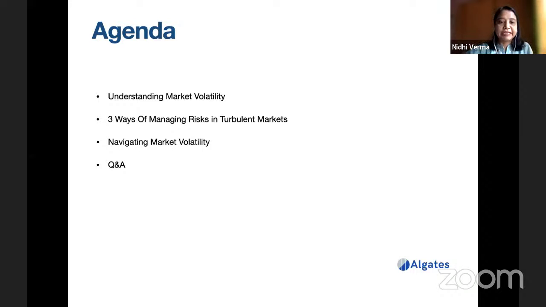Today's agenda would be: we would first try to understand what market volatility is and look at how it works. Then we would go to three ways of managing risks, how we can manage risks in a turbulent market, and then how to navigate market volatility. And in the end, we will keep some time for questions and answers.